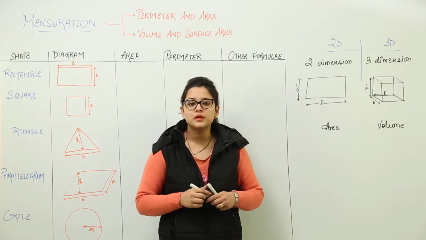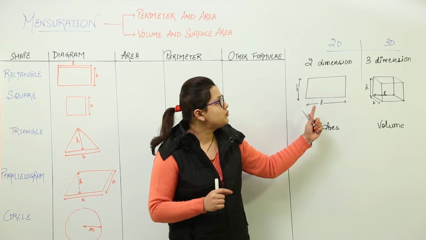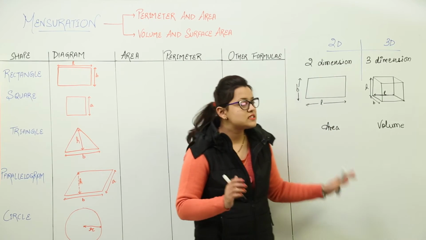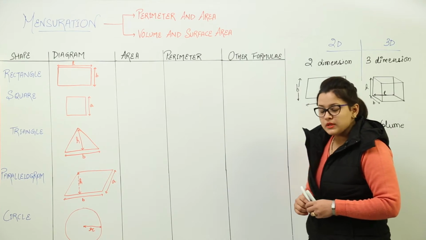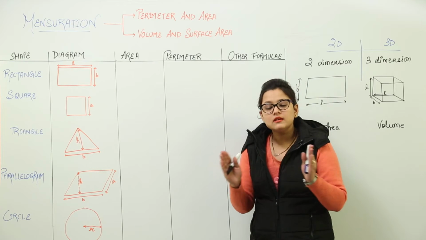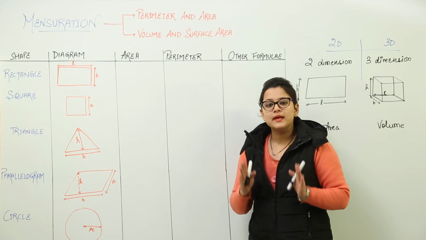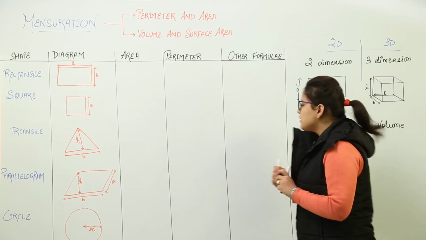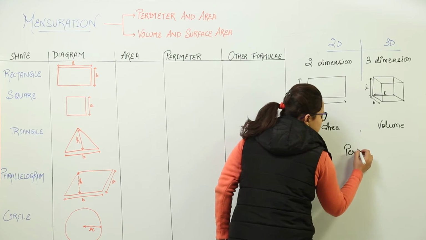So I hope you have become clear with the concept of volume, areas, 2D and 3D, because this chapter is about perimeter, area, surface area and volume. That is why you should be very clear with the concepts of surface areas, volumes, perimeters. Now one more thing, perimeter. We have discussed area and volume. We will discuss perimeter also.